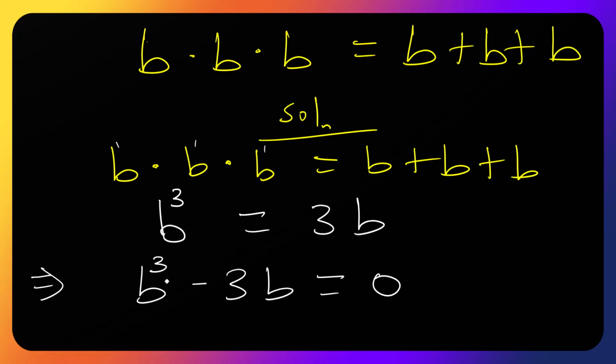Now let's look at this. How do we solve for this? Remember, the highest power here is 3, so we are expected to get 3 solutions. How do we solve for a situation like this? Because we have b cube minus 3b here, we have b in common, so let's take b out. So we factorize b out. If I do that, this side will be b squared minus 3 equals 0.